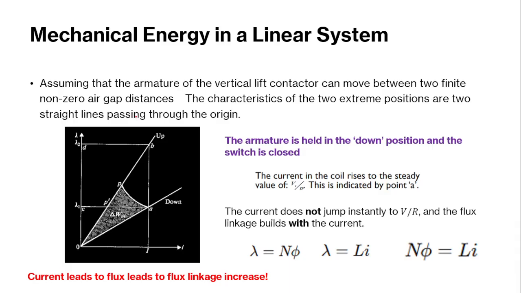So, moving slowly, assume the armature, the vertical lift contactor, can move between two finite non-zero air gap distances. Remember, when you move the armature, you're just changing the size of the air gap. That's really all they're doing, right? So each of them will have a different straight line. When you look at the graph, one of the lines represents the down position and the other represents the up position. One down, one up.